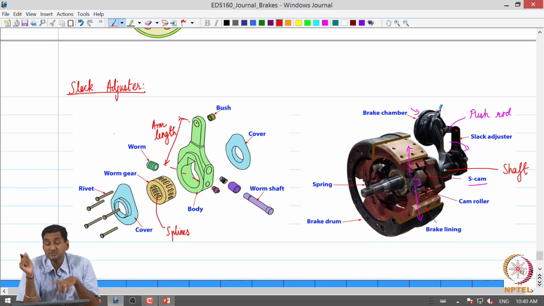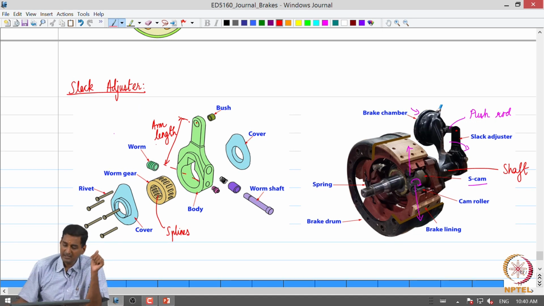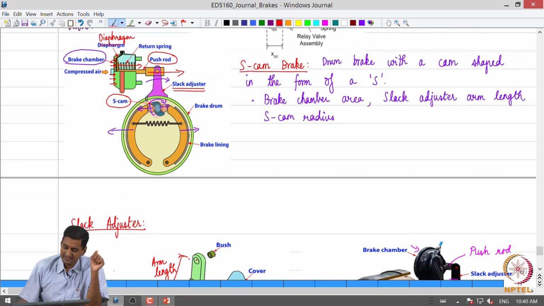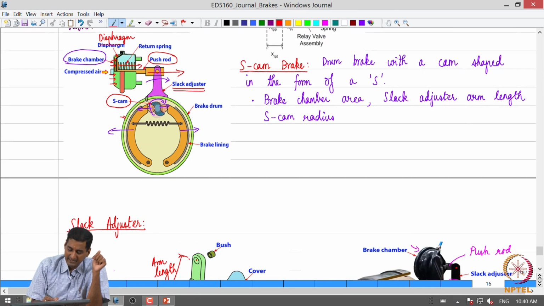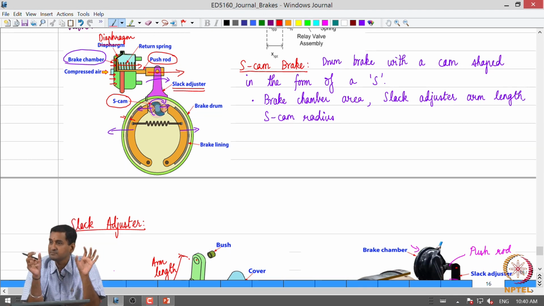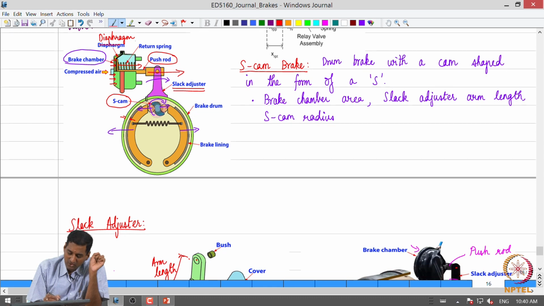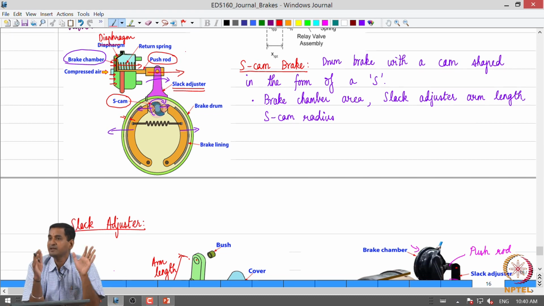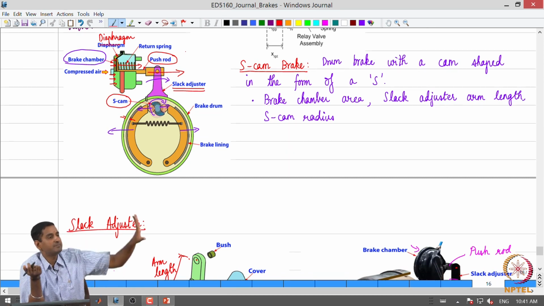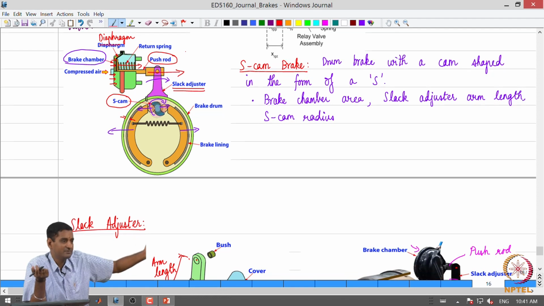Now, why do we require this worm shaft, and why do we require adjustment? Because as we discussed with operation, the drum brakes will wear out. Now, what happens is that if you go back to the schematic, if the gap between the brake drum and the brake lining keeps on increasing, the stroke which is required for the push rod to enable the brake lining to contact the brake drum will increase. I am sure all of us can appreciate it, right. As the brake lining wears out, the stroke of the push rod required to displace the brake shoe and press the brake lining against the drum would increase.